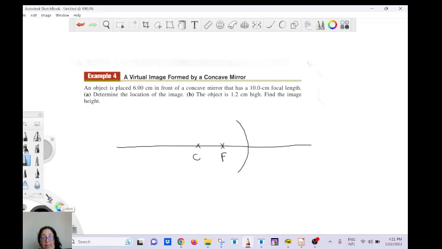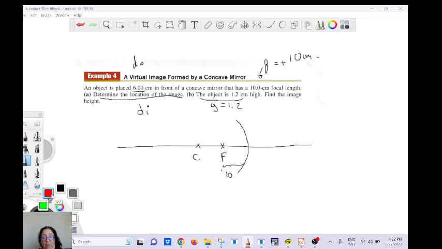And now, what does it say? 6 centimeters, so that's going to be d sub o. And the focal distance here is 10, so this distance here is 10. So f equals plus 10 centimeters, because it's concave. You want to find the location of the image, d sub i, and the height is 1.2. Now the object is inside the focal distance. So this is 10, somewhere here.